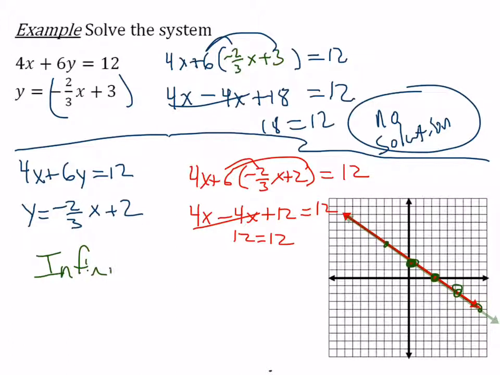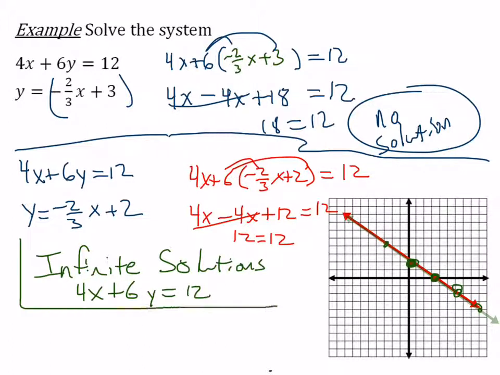So infinite solutions. And the way that we state the solutions is we just write down one of the equations. 4x plus 6y equals 12. Okay, so that is the solution. That's why we have infinite solutions, because they're the same line. And if we would have looked carefully, if you solve this for y, you'll actually get the same thing. All right, let's look at one more case there.